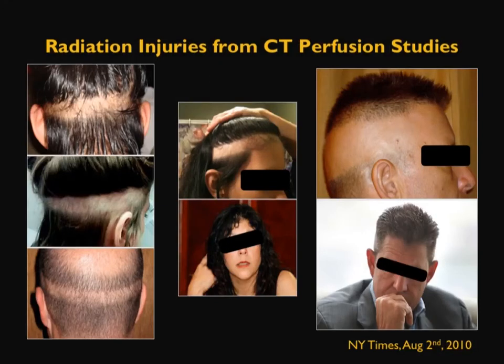Here is a series of images which really brought a lot of attention to CT perfusion. This is the publication of the images in the New York Times in August of 2010, showing a series of patients who underwent CT perfusion studies in one of the prime hospitals, experiencing classic hair loss. The hair loss, which shows like a band, is because of the 64-slice scanner. These patients lost hair because the radiation dose exceeded the level required to initiate a deterministic effect.